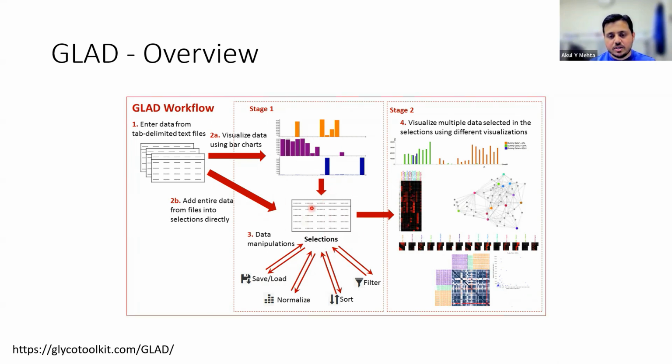But then once you have these selections, you can also generate the stage two of the visualizations, where you can use it to see data from multiple data sets, either as group bar charts, or as heat maps, or as network graphs or force graphs, or as calendar heat maps, or even produce correlation plots like this, where you can actually get values of how well samples correlate with one another.